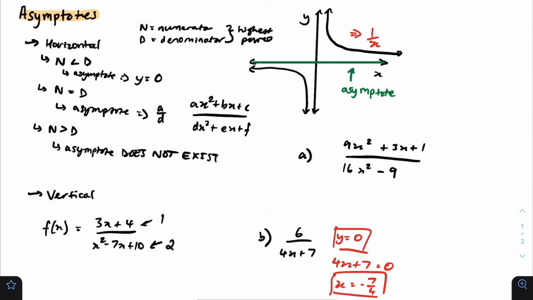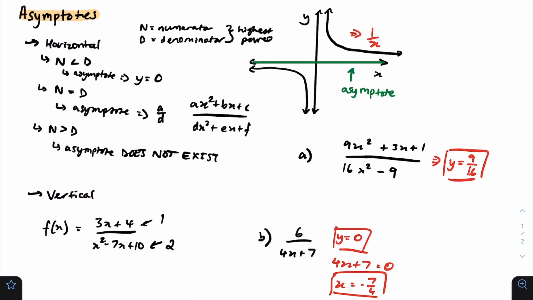And let's do part A, because part A is the harder one. So let's start off with finding the horizontal asymptote. So these both have the same highest power of x, with power of 2 for x. So therefore, we just divide their ratios. So 9/16 will be our horizontal one. So we get y equals 9/16 as one of them.